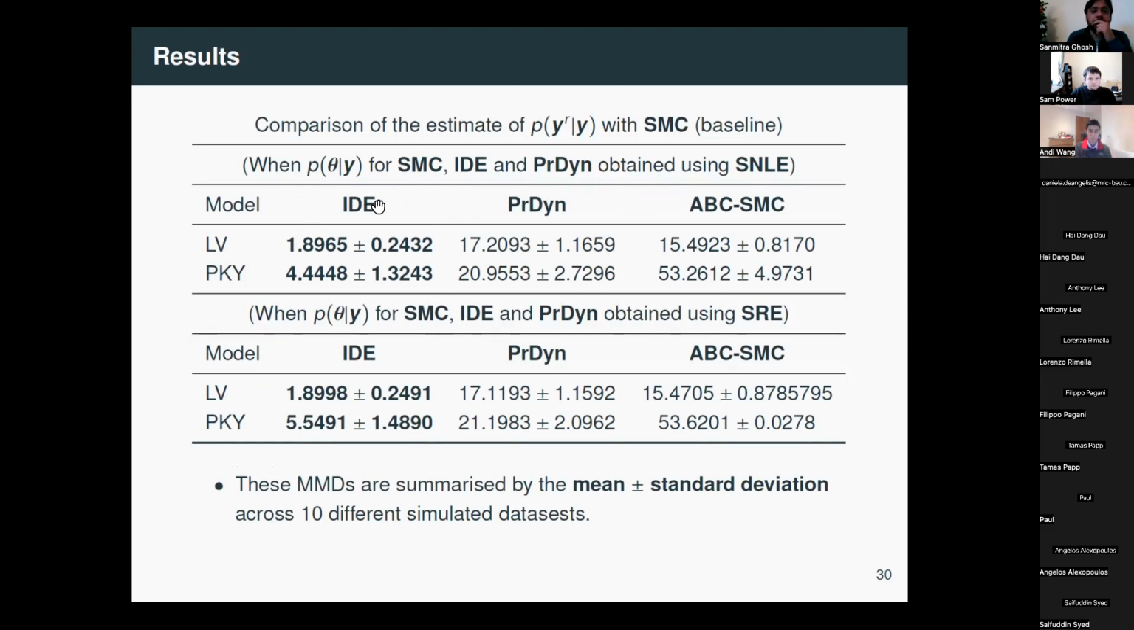There are two tables. In the first, I'm using SNLE to get theta given y, while I'm using SMC ID and prior dynamics. And in the second table, I am getting theta given y using the SRE method for these three things. And here, see, there is a huge difference. The IDs for both models produce much closer MMD. Obviously I expect the prior to be bad, but look at this ABC SMC, and I've run this model like 100 times because I couldn't believe what's going on. ABC SMC is producing worse results than generating from the prior. But I finally figured out what's going on, and I'll come back to that.